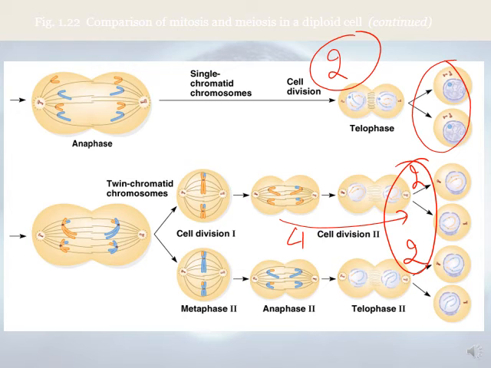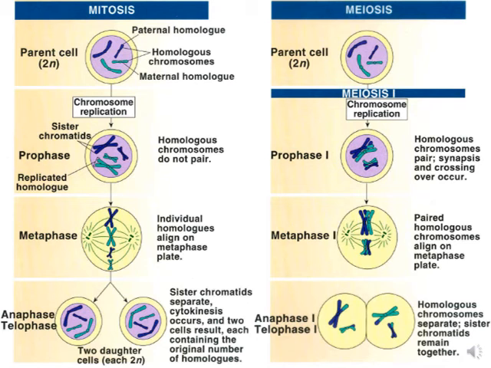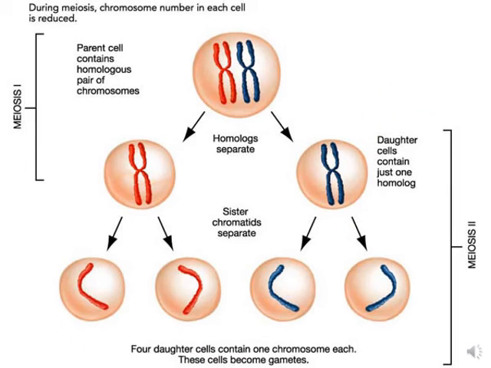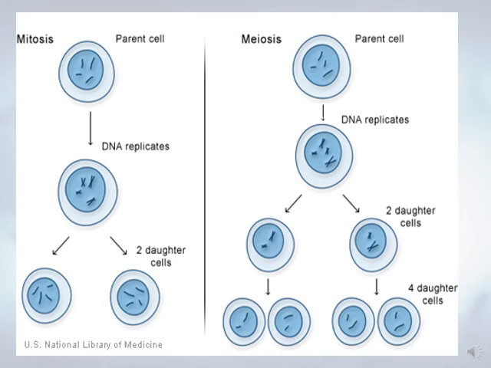Okay guys, so also a figure showing the differences between mitosis and meiosis. Meiosis 1 and meiosis 2 lead to the formation of 4 daughter cells. These 4 daughter cells contain 1 chromosome each, and these cells will become what's known as the gametes. So this will be the gamete. Also in mitosis, DNA replicates, giving 2 daughter cells identical to the mother cell, while in meiosis, they are not identical to the mother cell, and we have 4 daughter cells.